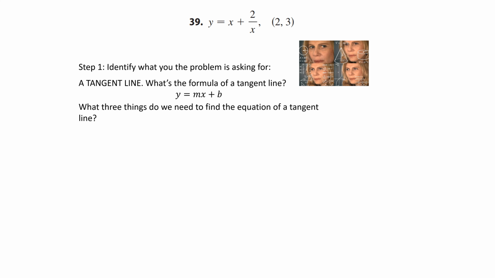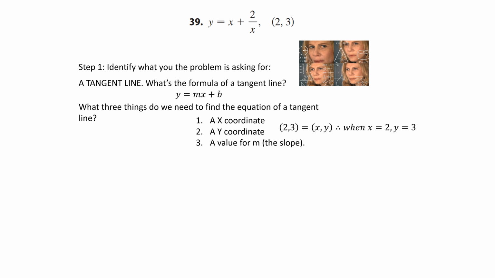So what three things do we need to find the equation of the tangent line? Well, we're going to need the x-coordinate, the y-coordinate, and a value for the slope. The x and y coordinates are given in the problem, it's that bracket (2, 3) at the top. The first value in that pair is always the x value, and the second is always the y value. Therefore, you can say when x equals 2, y equals 3 is what this information is giving you.